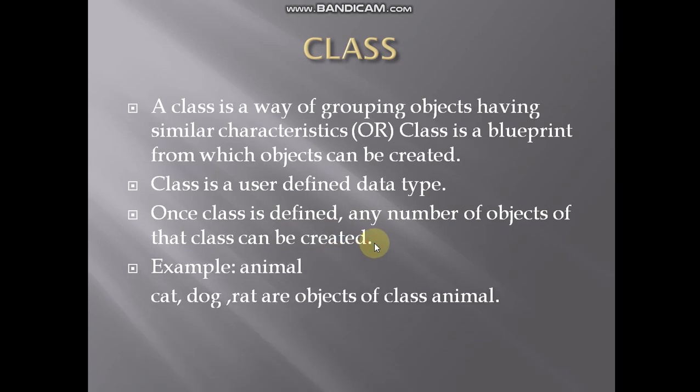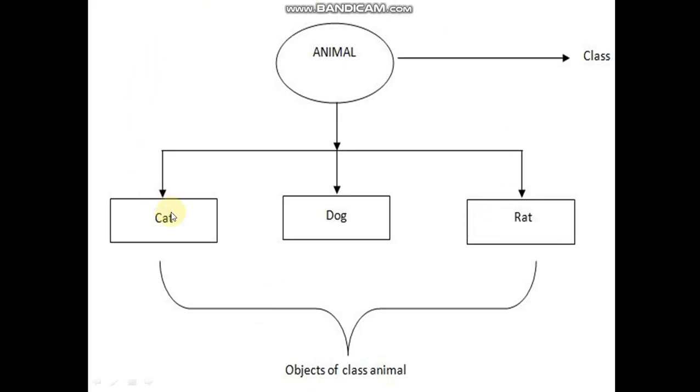Let us consider an example. Here I have created a class called animal to which the objects cat, dog, and rat belong. This is a representation. Here animal is a class, and cat, dog, rat are objects of class animal. Cat is an object of animal, dog is an object of animal, and rat is also an object of animal.